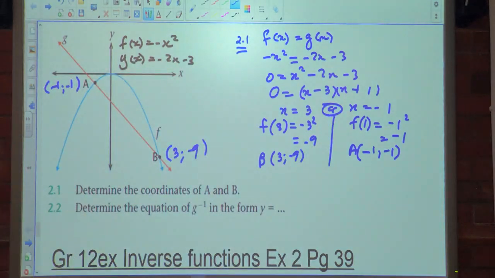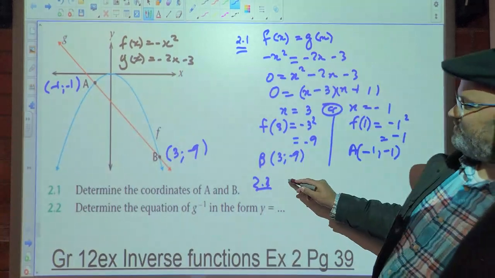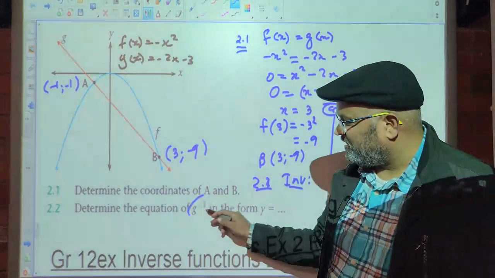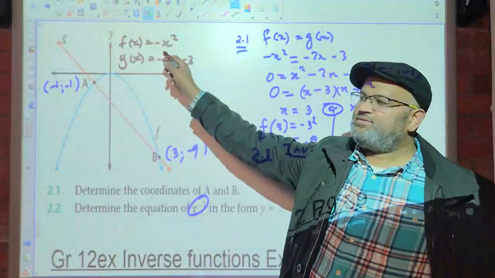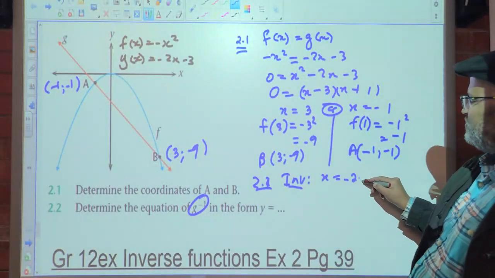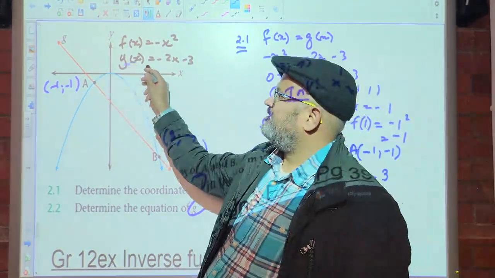Determine the equation of the inverse of g in that form. Right, so what do I do for the inverse? The inverse function, what do I do? Interchange x and y. It's on the g graph. So I'm not going to go with f, no? G. So it's going to be x is equal to minus 2y minus 3. Remember, g of x is a y.